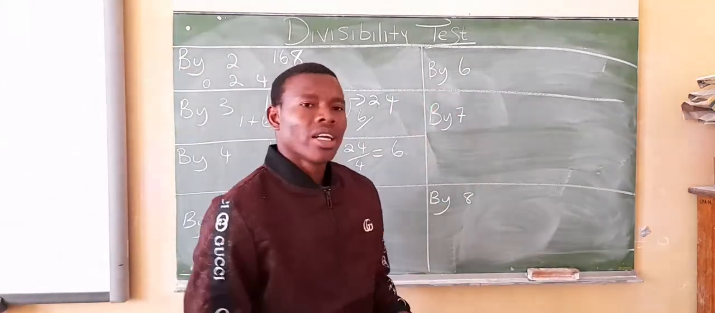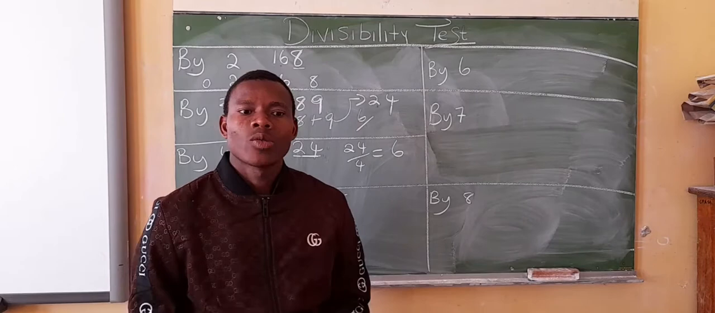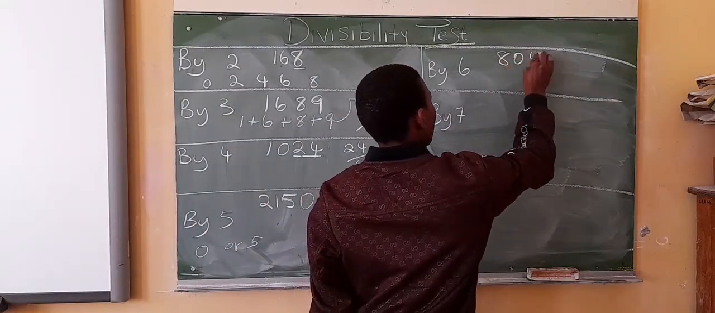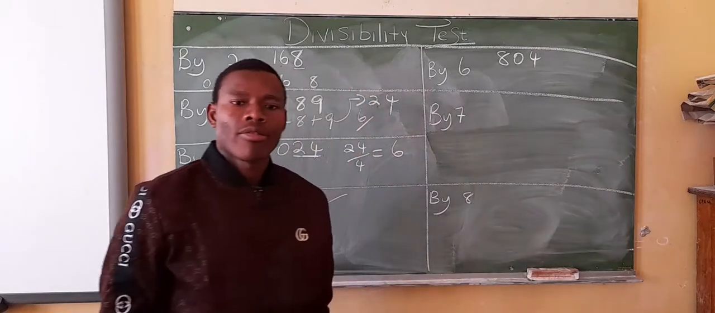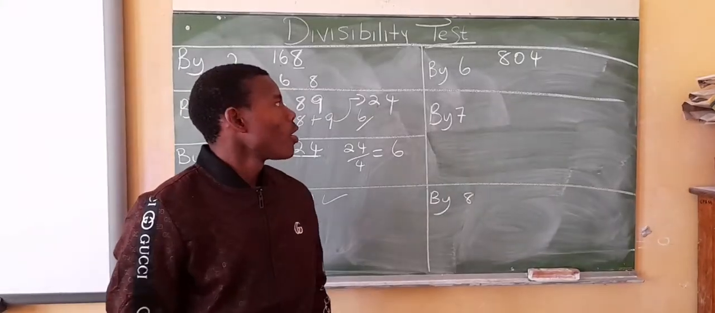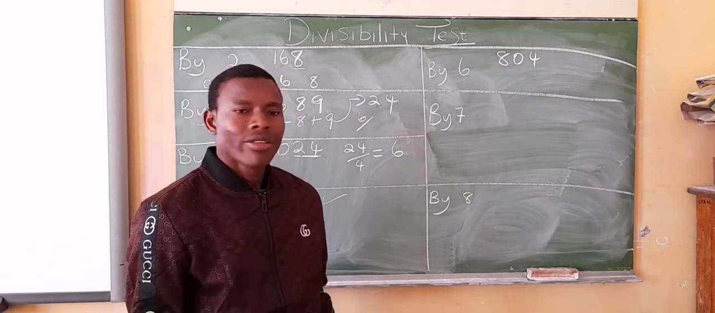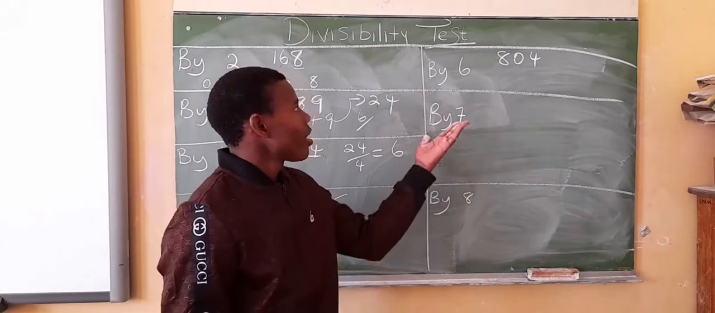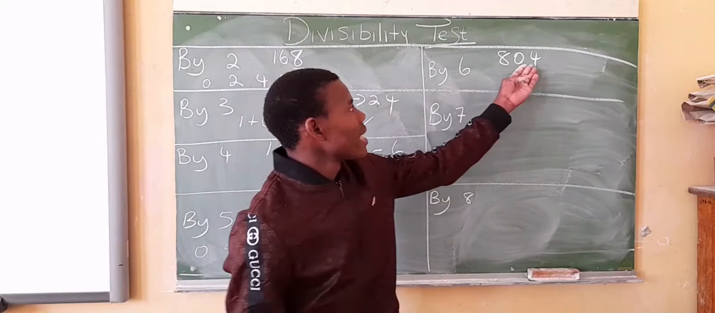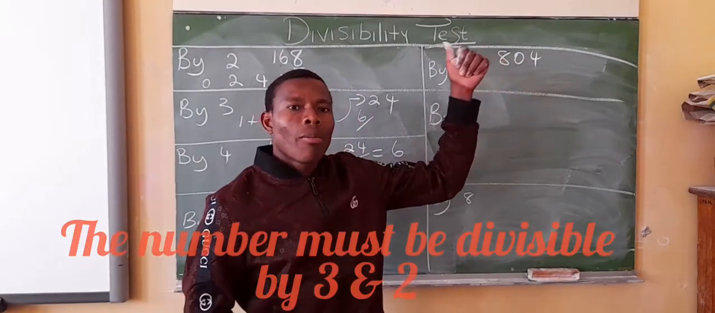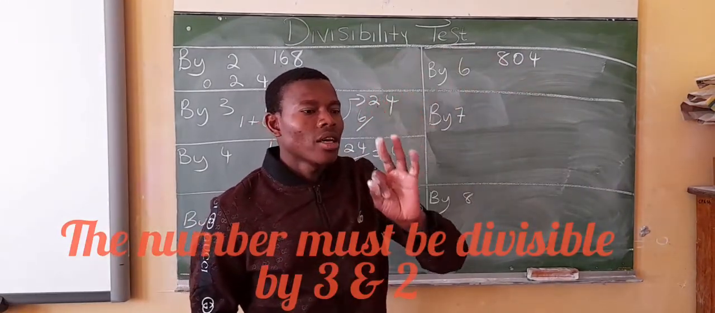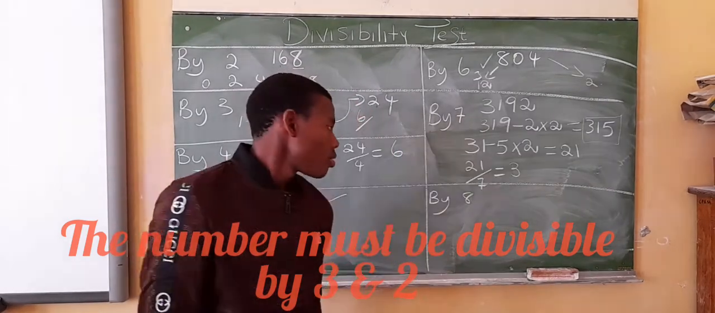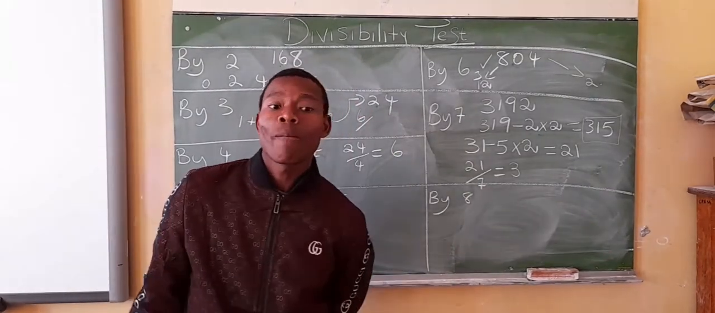Let's come to divisibility by 6. When we take divisibility by 6, let's have a typical example of 804. A number is divisible by 6 if and only if it is divisible by both 3 and 2, which are the factors of 6.